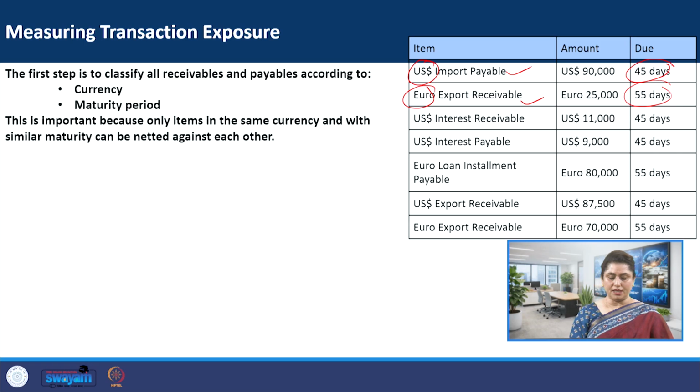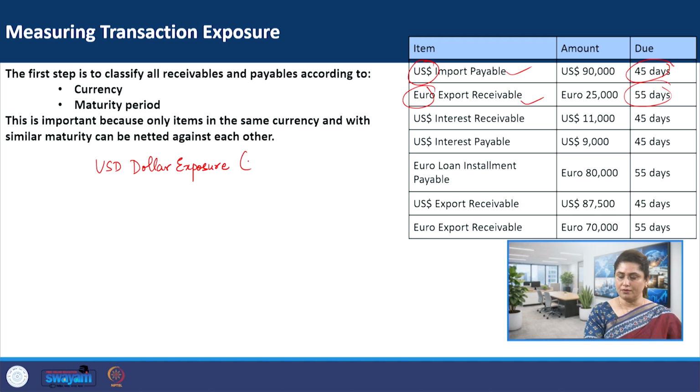Now, how do we find out? First of all, we will classify. And how do we classify? Let us classify the USD dollar exposure. And this has to be done by also looking at the number of days. Here the dollar exposures are mostly in 45 days due date. So we have 45 days here.